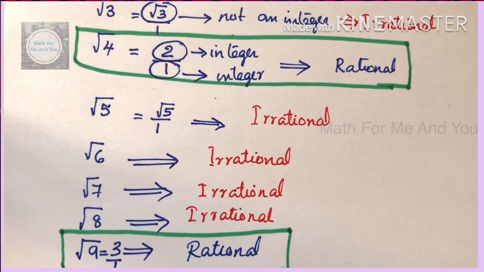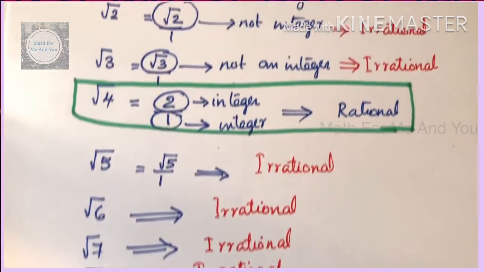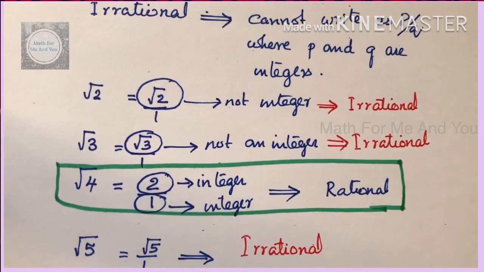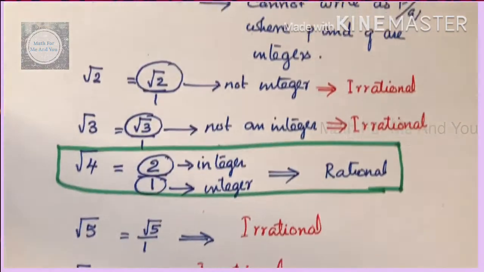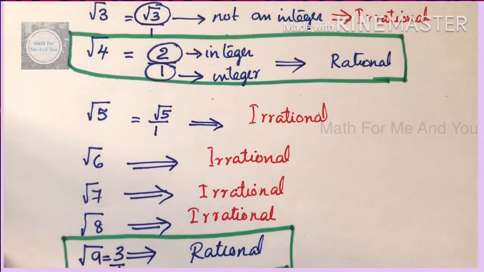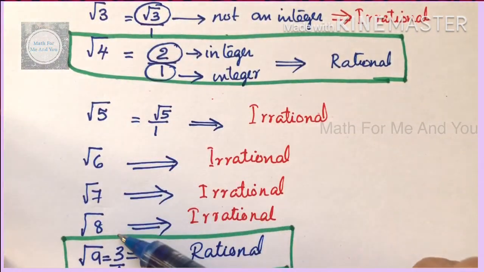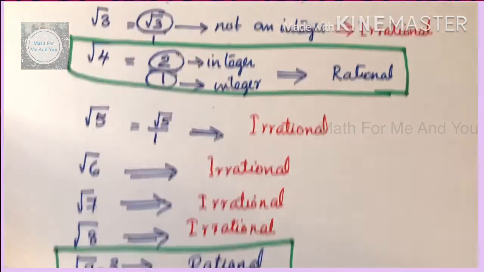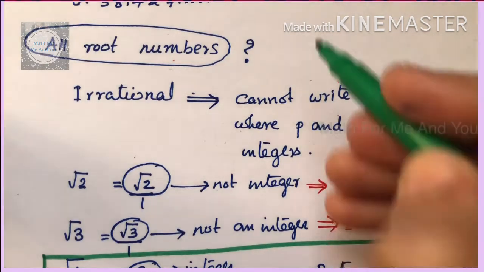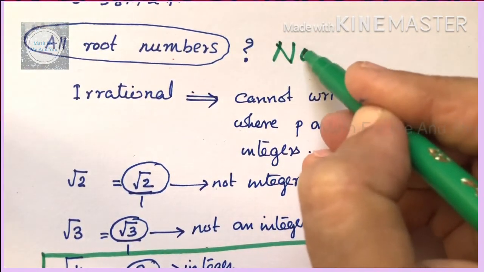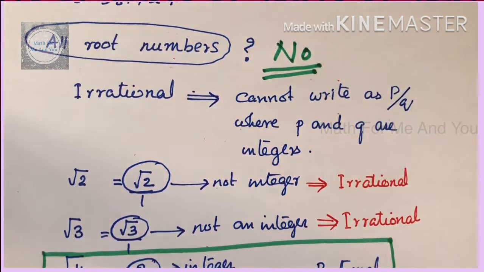So we have checked many root numbers, and in those we can see some root numbers are irrational and some root numbers are rational. Those numbers with a perfect square inside the root are rational numbers, like root 4, root 9. All other root numbers, with a non-perfect square inside the root, are irrational numbers. So the result: are all root numbers irrational? No.